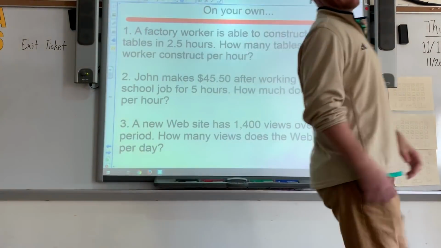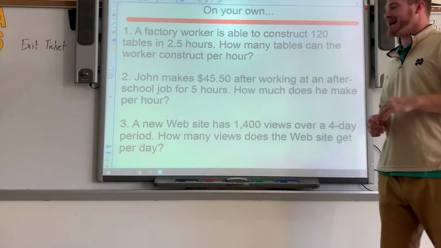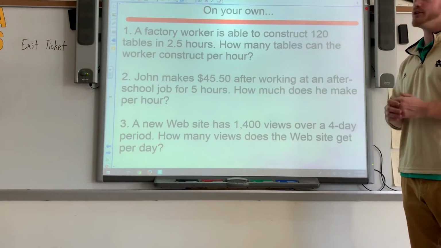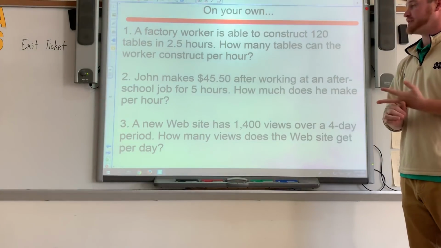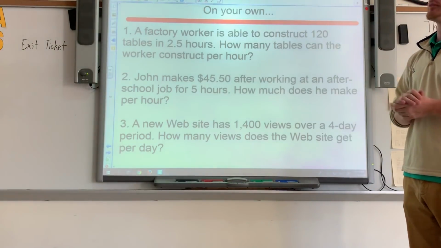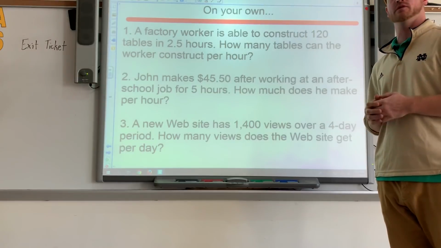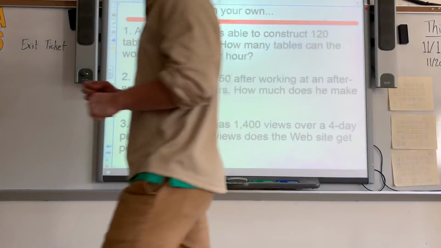All right, here are 3 practice problems. Now would be a good time to pause the video, write these in your notebook, work them out, set up your ticket, set up your rate, find your solution. Once you get all 3, go ahead and unpause it. On the next slide, we'll go over these. So go ahead and pause the video now.